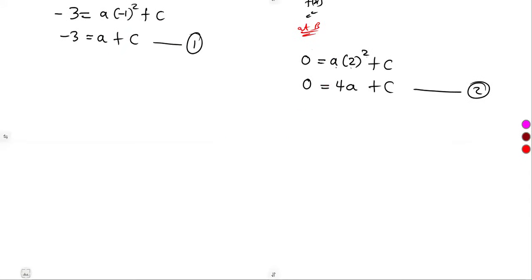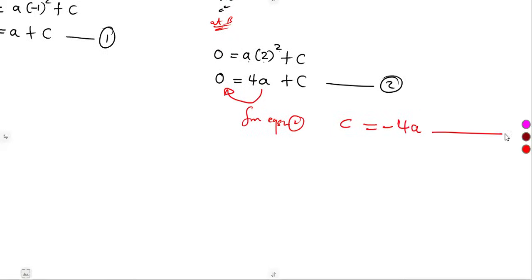So it's up to you. Are you going to use substitution, elimination? It's up to you. As for me, guys, I'm just going to work with substitution. I can make c the subject from equation 2. As you can see, it's easier. I'm just going to take this one to the other side. So from equation 2, make c the subject. C is equal to what? 0 minus 4a, which is minus 4a.